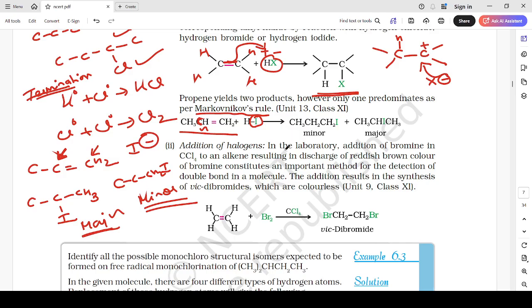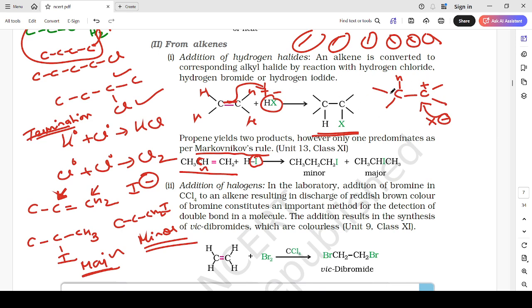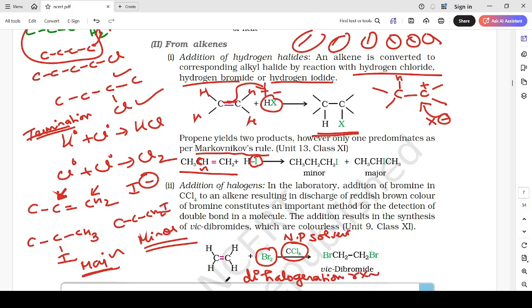We are trying to add. So in this method, you can use HCl, HBr, HI, anything is fine. You can see HF is never coming into the role at all. We generally don't use HF, which is not that reactive for us. I am trying to add a halogen in the presence of carbon tetrachloride, a non-polar solvent. The reaction is called a halogenation reaction, dihalogenation reaction.